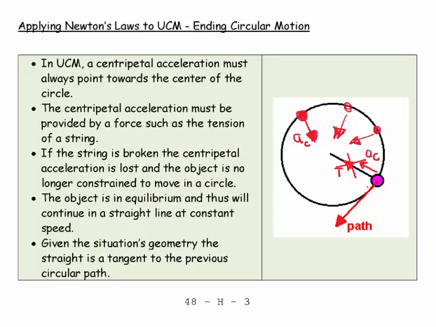And the thing that's stopping it from doing that is this constant acceleration which is causing it to change direction. If it wasn't for the centripetal acceleration, the object would travel forever in a straight line at a constant speed. Given the situation's geometry, the straight line is a tangent to the previous path. So if you were to break your string, you would travel in a straight line.